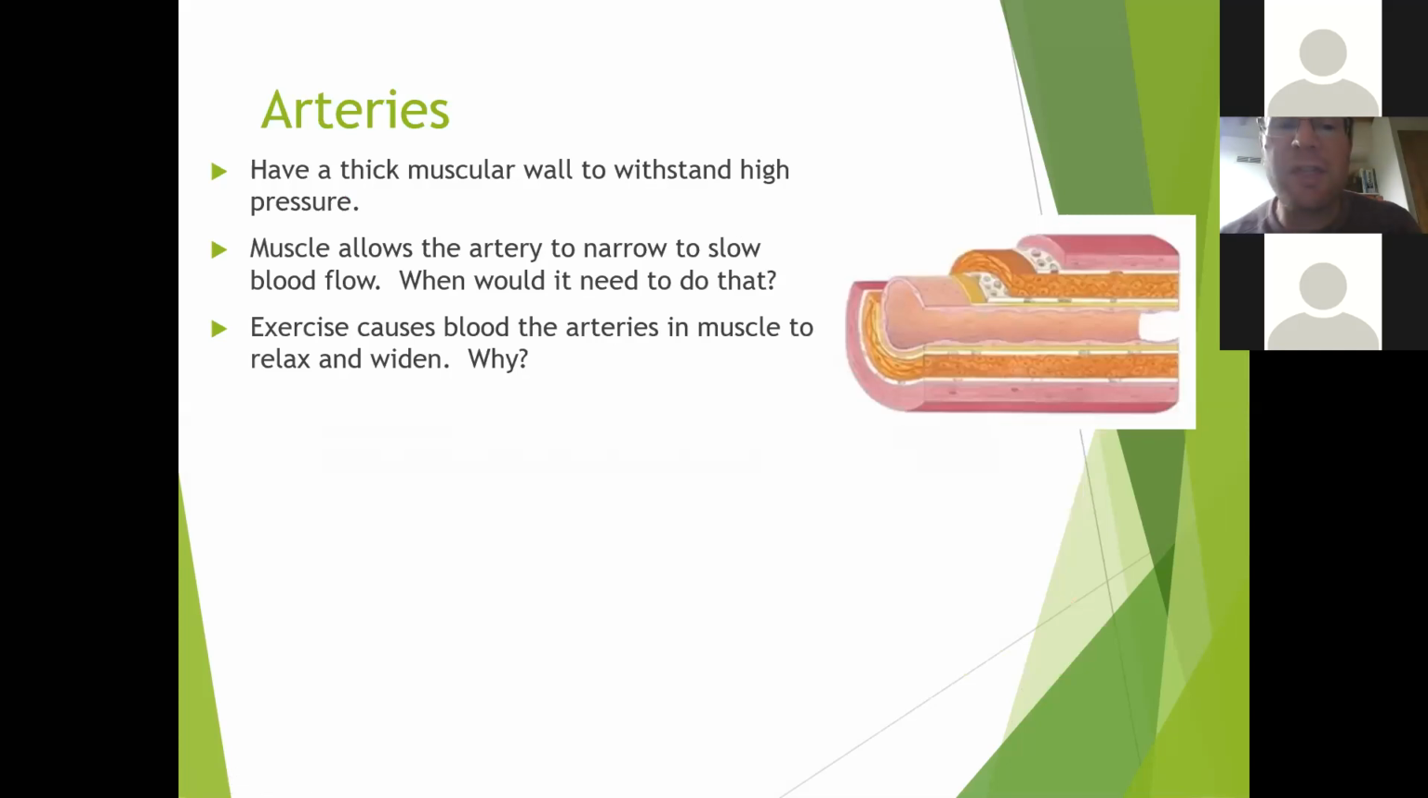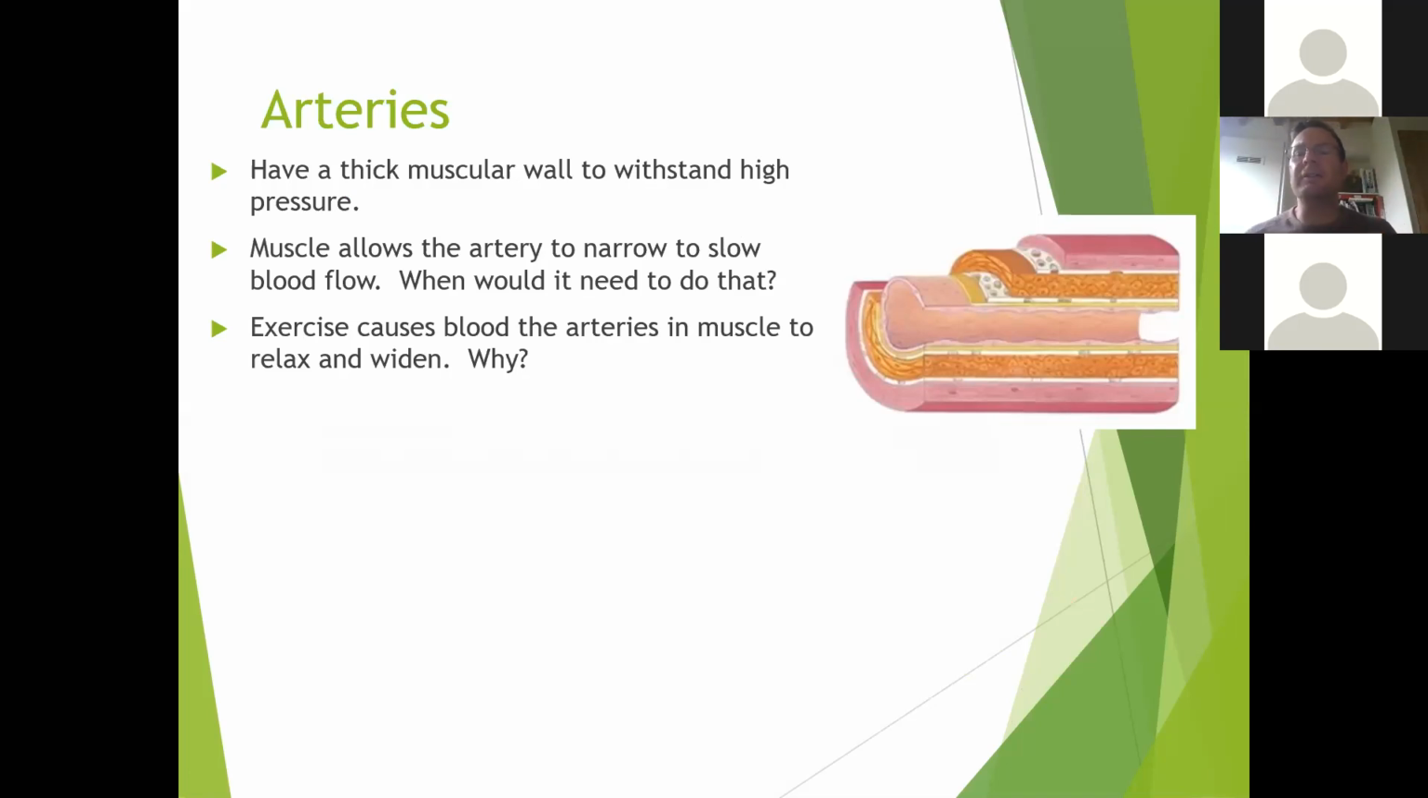So arteries have a thick muscular wall to withstand high pressure. Muscle allows the artery to narrow to slow blood flow. So I asked the question, why would it do that? And it's to allow blood to be available to the working muscles. So to keep it available for working muscles.